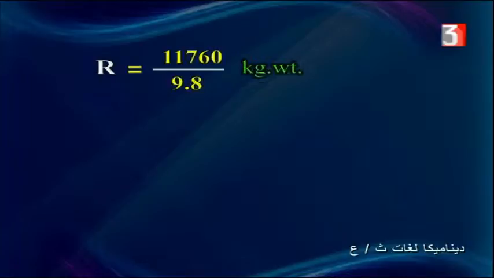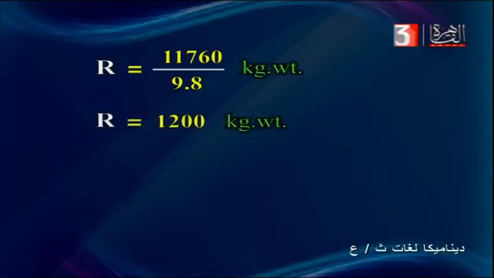Then R equals 11,760 divided by 9.8 kilogram weight, which equals 1,200 kilogram weight. This is the resistance now for all the mass of the car.